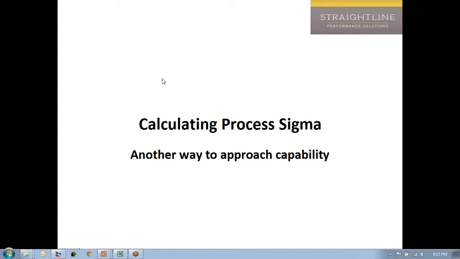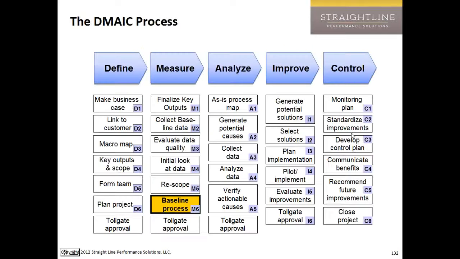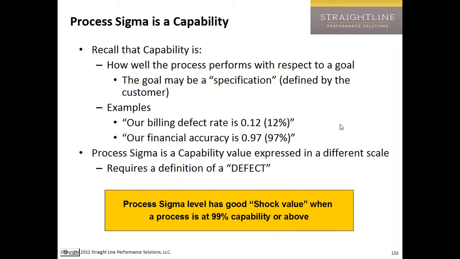So anyway, process sigma is yet another way of looking at process capability. I think if we look at it that way, we'll be in good shape. Now, it has some good points and some bad points, and I think we'll touch upon those as we go through. So let's get to it. Here's certainly where you mostly use your calculations for process sigma. It's in baselining the process, but you also can use it at the end to show the improvement. And again, it's a capability.